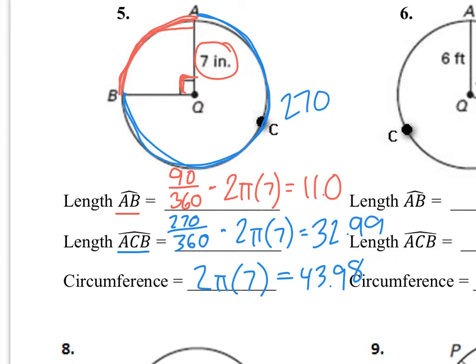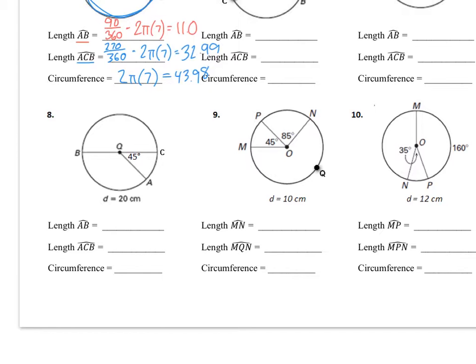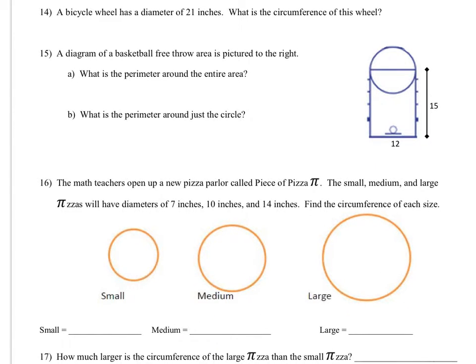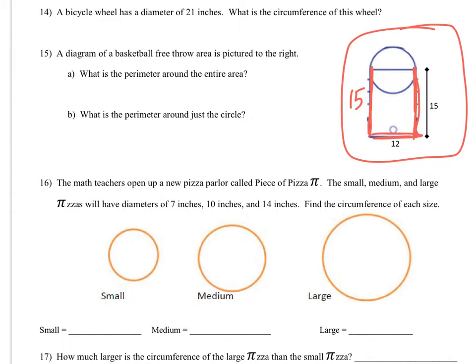Alright. What else do we got? Let's go do one on the back. We'll do problem number 15. It gives us a diagram of a basketball free throw area, this place right here, and it wants us to find the perimeter around the area. So that's going to be this 15 feet right here, plus this 15 feet, plus this 12 feet, plus half of a circle to get this top piece.